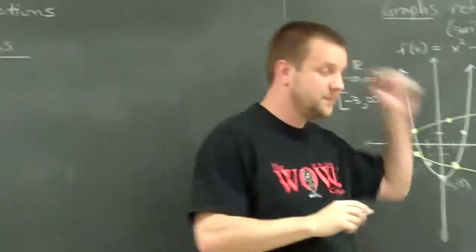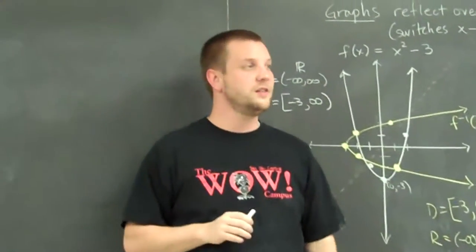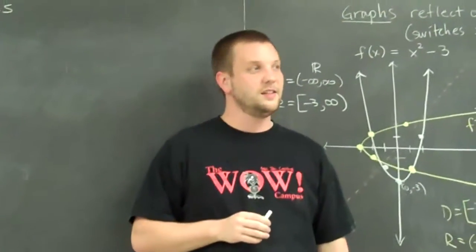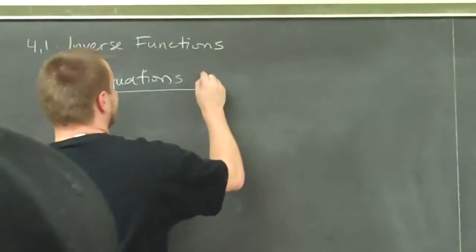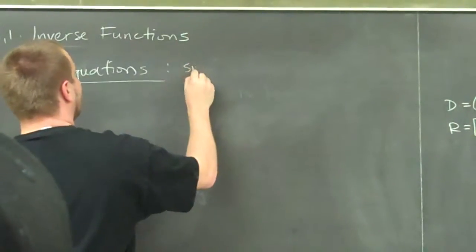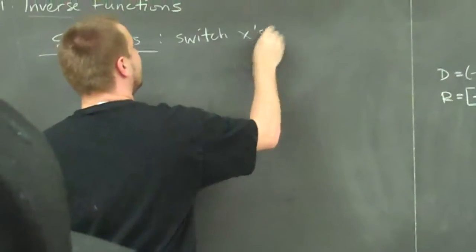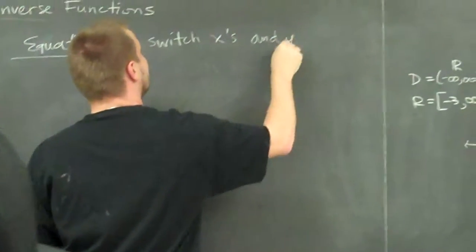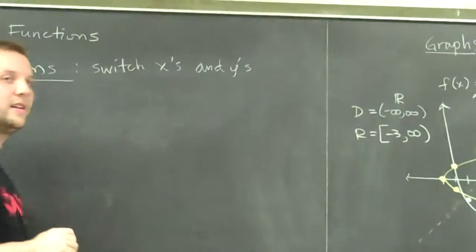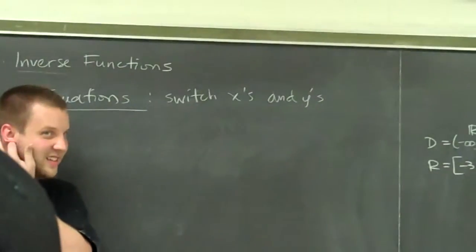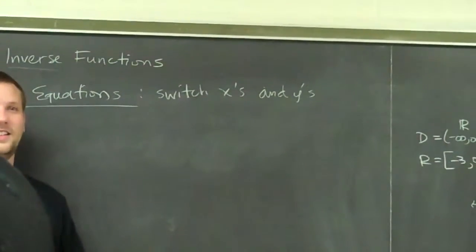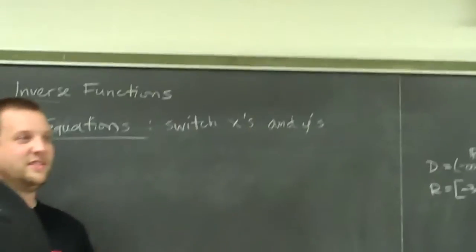If I give you an equation, how do you find its function? I'm sorry, how do you find its inverse? I switch x's and y's. Does that sound familiar? There's a common thread here, isn't there?